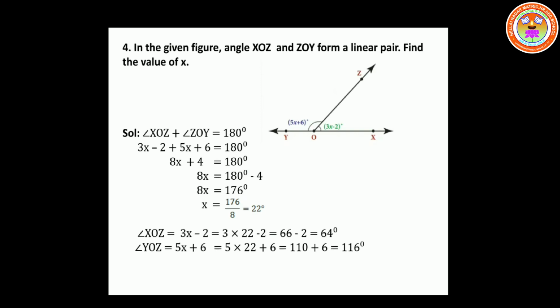Angle YOZ is 5x plus 6. That is equal to 5 into 22 plus 6. 110 plus 6 is equal to 116. So we have completed the fourth sum.